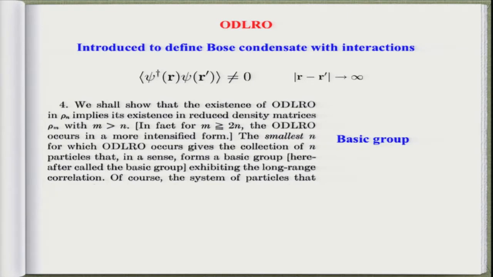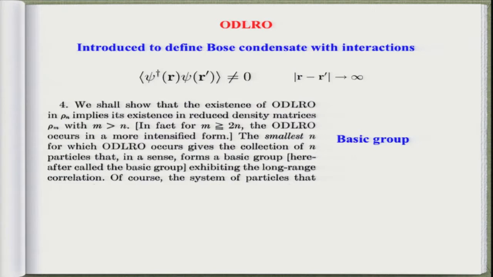Okay, now come to the third keyword, off-diagonal long-range order. Now this has been introduced by Professor Fisher this morning. So basically the idea is also how to characterize a Bose condensate with interaction. And the idea is to introduce this off-diagonal correlation function. And when you have the Bose condensate, this one is not zero, even when R and R prime are far separated. Now this paper is now well known, okay?